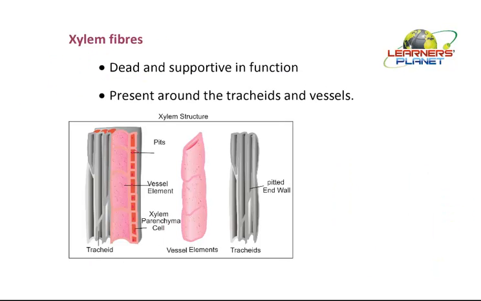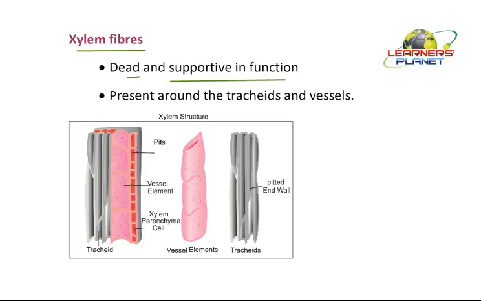Next is xylem fibers. Now the xylem fiber is a very important thing and is of course dead and supportive in function. If these are dead and supportive in nature, then what type of tissue may they be? And we are calling them fibers. So does any word come to your mind when we use these three terms with respect to a plant tissue? Exactly, the sclerenchyma.